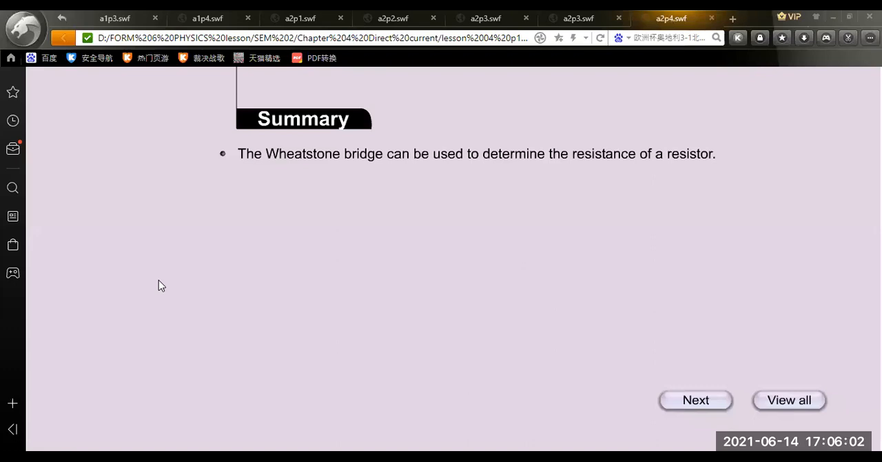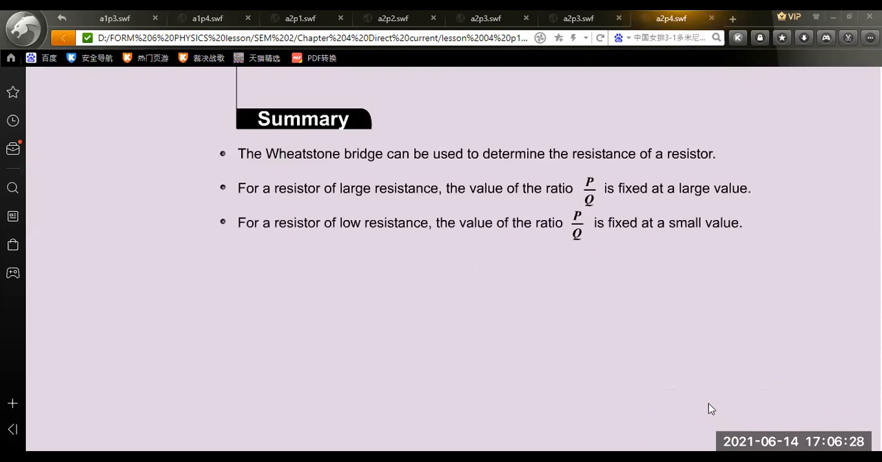As a summary, we can say that the Wheatstone bridge can be used to determine the resistance of a resistor. For a resistor of large resistance, the ratio P over Q is fixed at a large value, more than 1. For a resistor of low resistance, the ratio P over Q is fixed at a small value, sorry, less than 1. So P over Q is more than 1 or less than 1, like 0 point something.